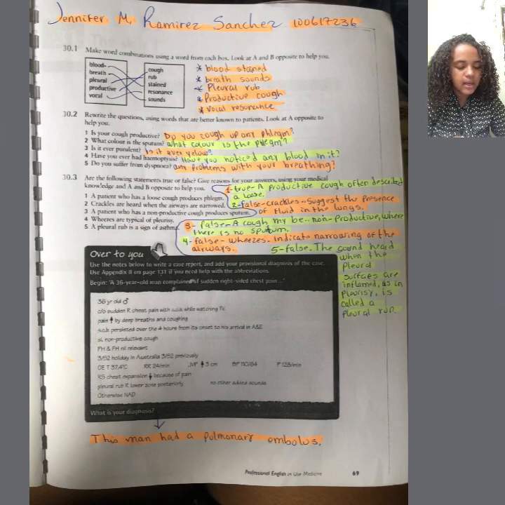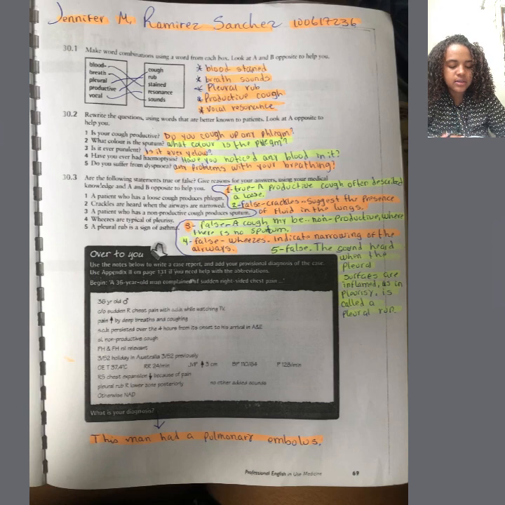Number 4. Have you ever had hemoptysis? Have you noticed any blood in it? Number 5. Do you suffer from dyspnea? Is there a problem with your breathing?